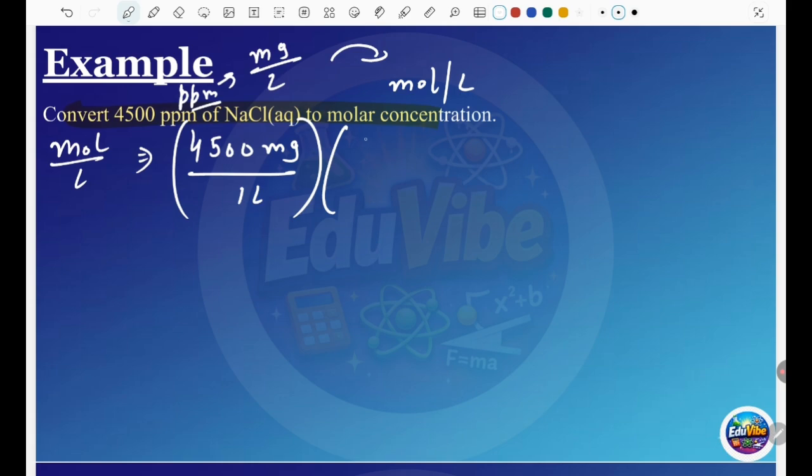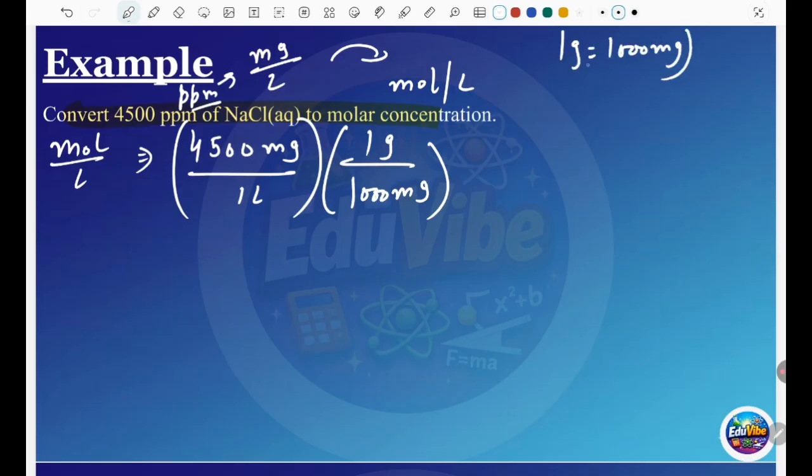You have to know this, that 1 gram is equal to 1000 mg. This is an important thing. You have to know some conversions in this, except the kgs, grams, and milliliters and liters. You have to know this too: 1 gram is equal to 1000 mg. From here, the mg cancel out.